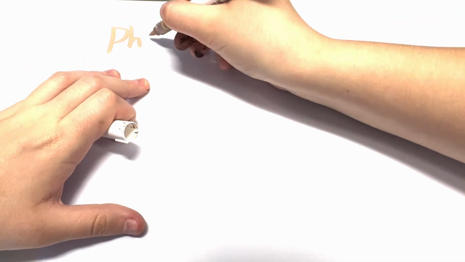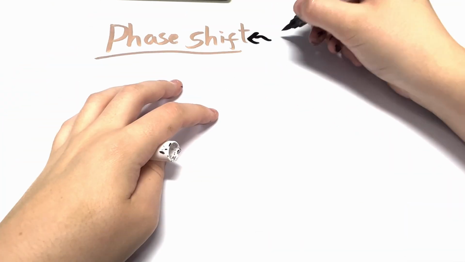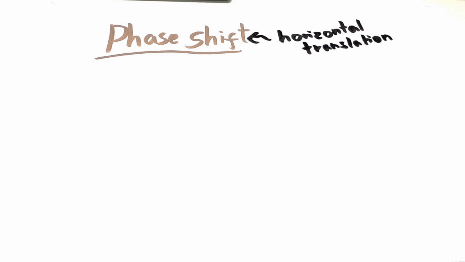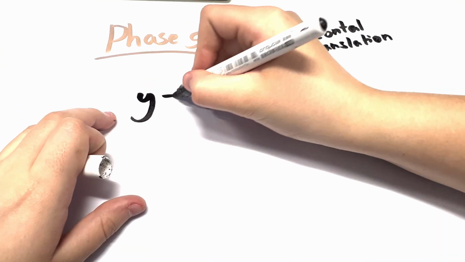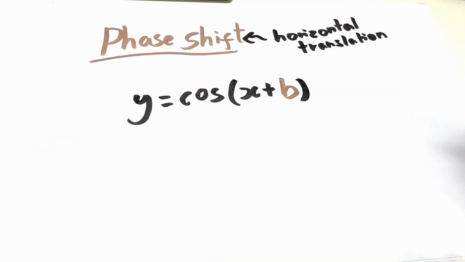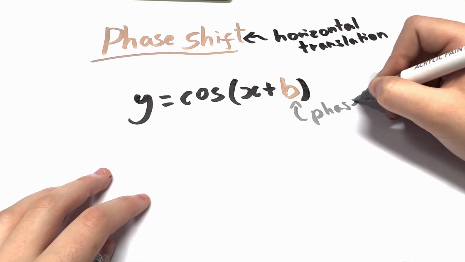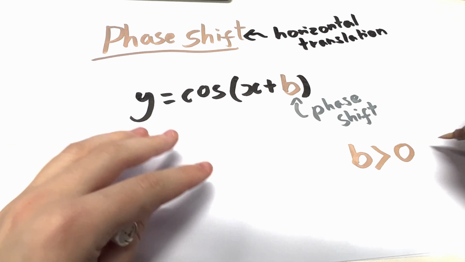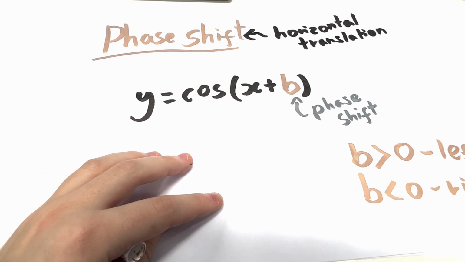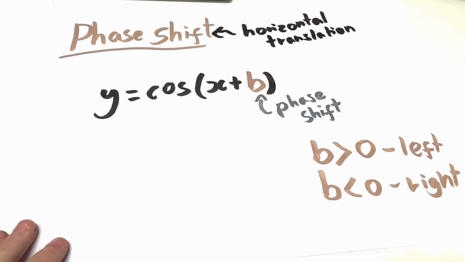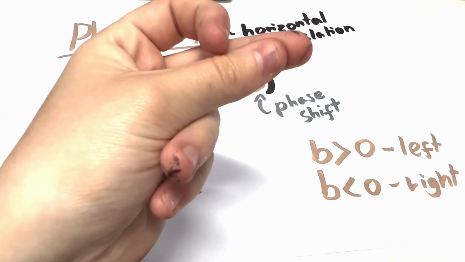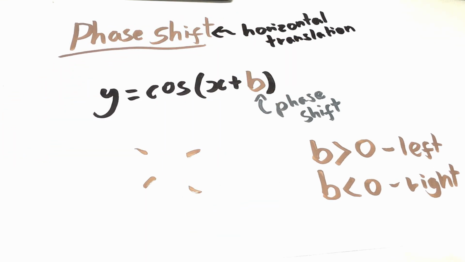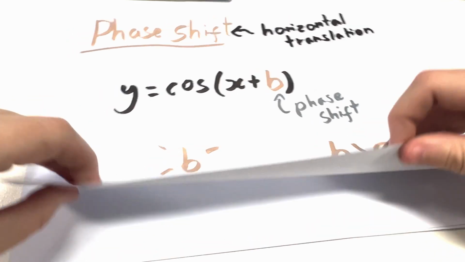The next is phase, or in other words, phase shift, and this is a horizontal translation. The phase shift formula is y equals cosine x plus b, where b is essentially the phase shift. If b is larger than 0, then the phase shift goes left, and if b is less than 0, the phase shift goes right. But in our example, there is no b, which means that there is no phase shift, and the function neither shifts left or right.